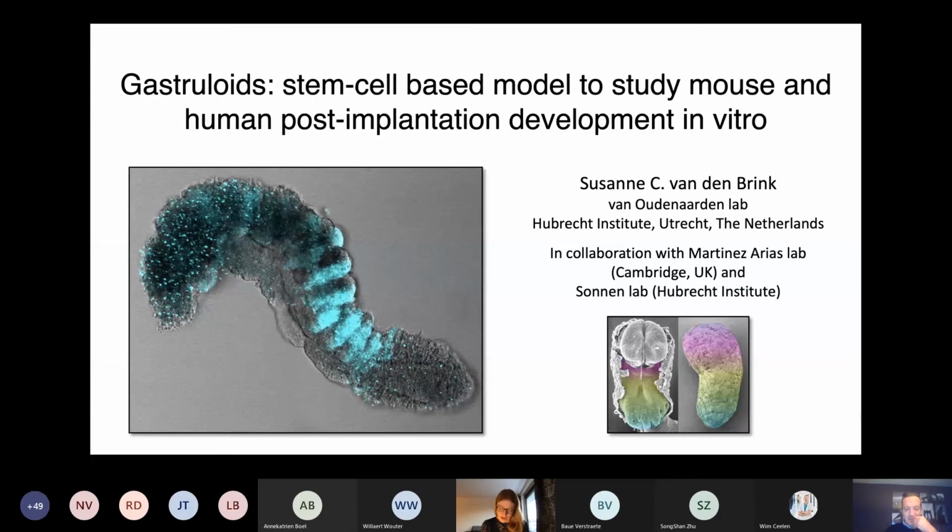In this talk, I will give an update on the current state of the art of the Gastruloids field. Gastruloids are aggregates of embryonic stem cells that can be used to study mammalian post-implantation development in vitro. I will mostly talk about our work in mouse gastruloids, but I decided to also add a few slides on the human system that we developed and published very recently.